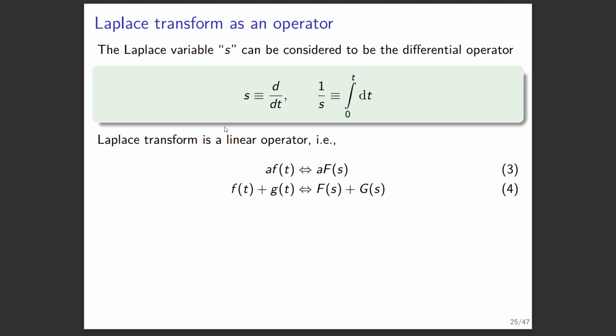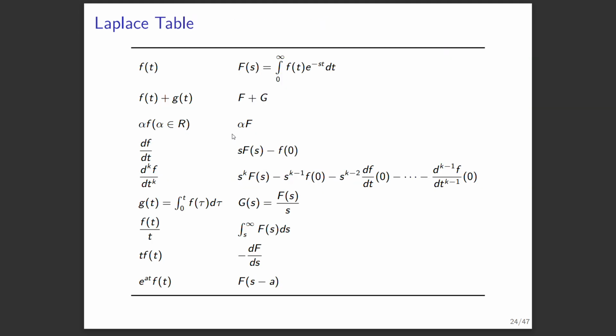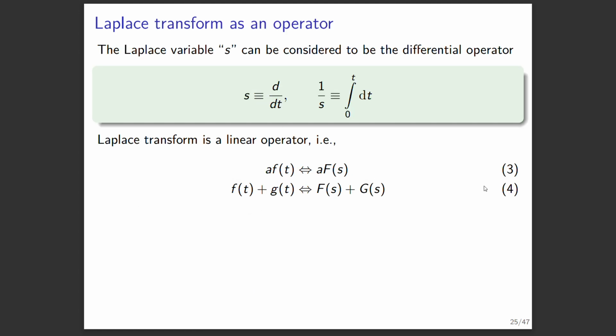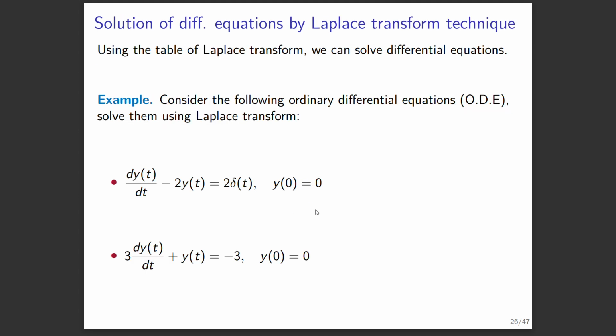Another thing to notice was the first two properties that we had in the table. These two properties mean that Laplace transformation is a linear operator, and they're very useful and they very much help us. Okay, let's see examples.